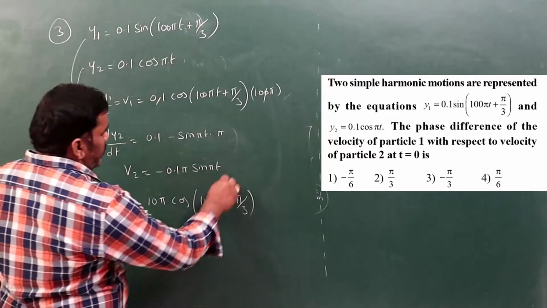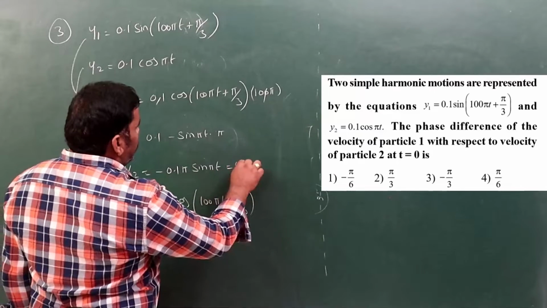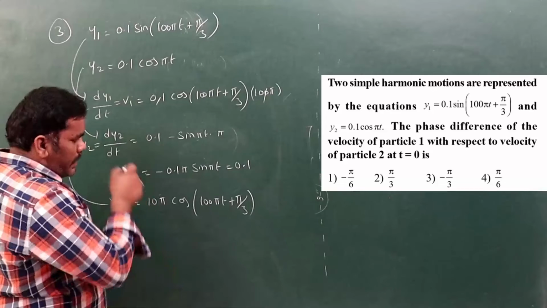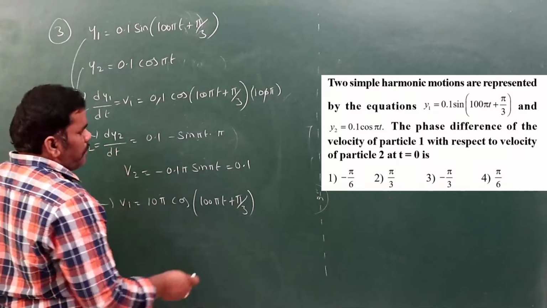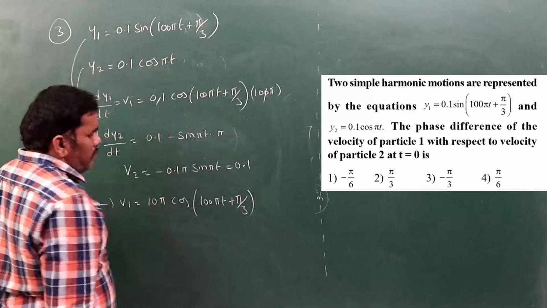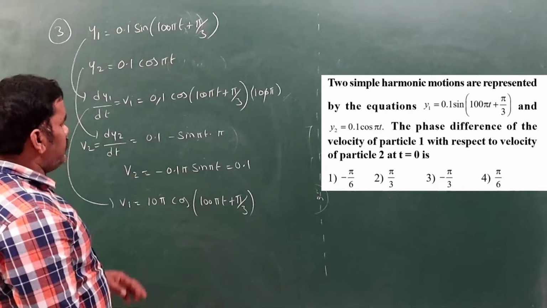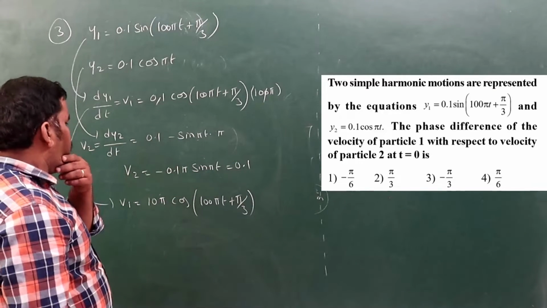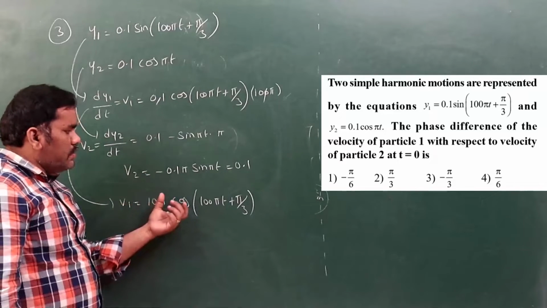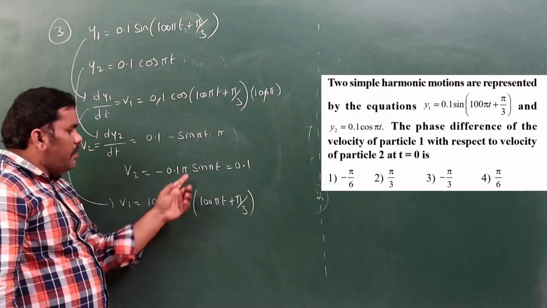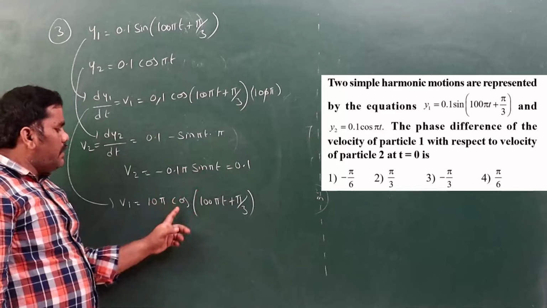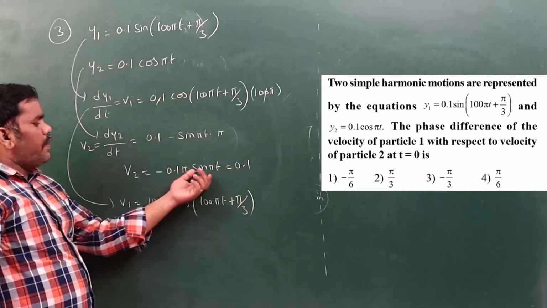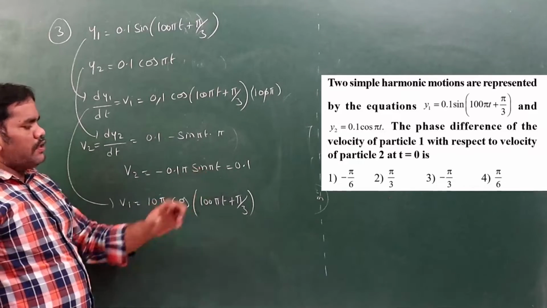Okay, so here we can write down 0.1 pi, sine changes into minus cos. So here both are written in the same function, either sine or cos. The first particle is a cos function, so the second particle is also written as a cos function.